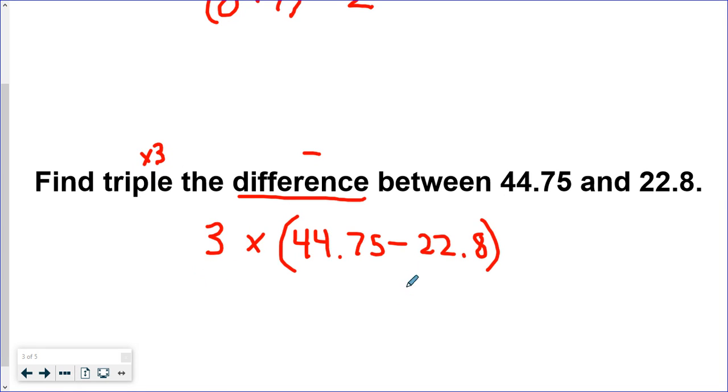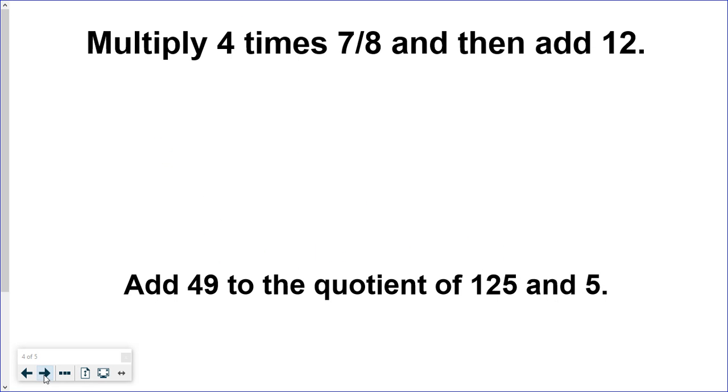But what you're going to do today is you're just turning this sentence into this equation. You don't even have to solve this today. You're just turning it into this particular expression. Let's do a couple more.